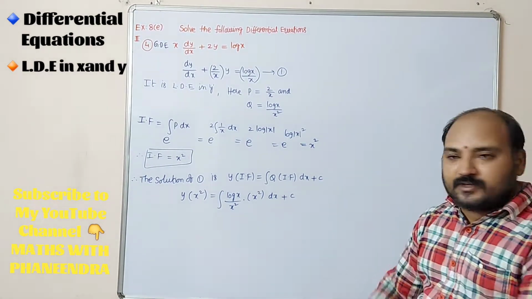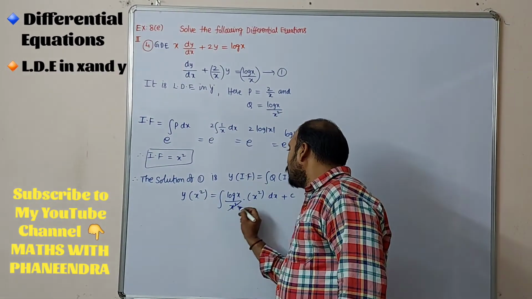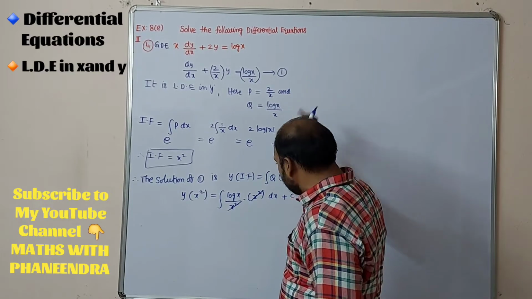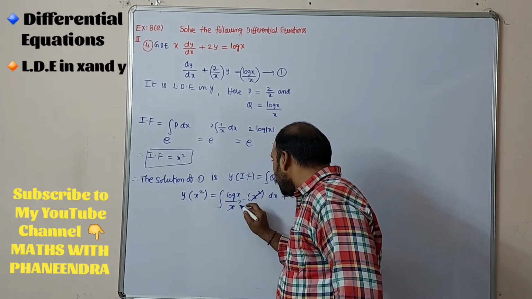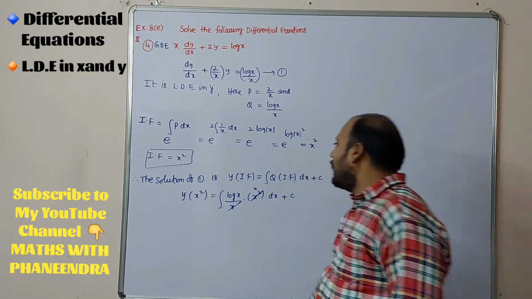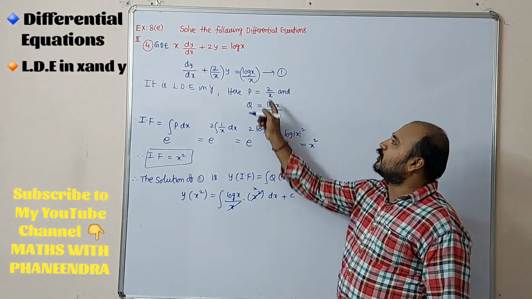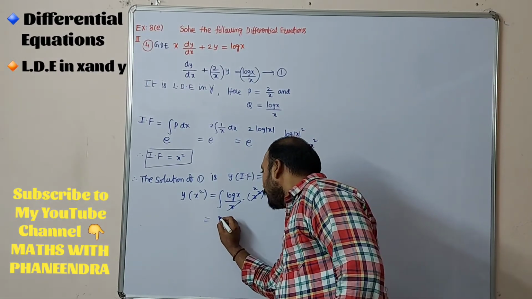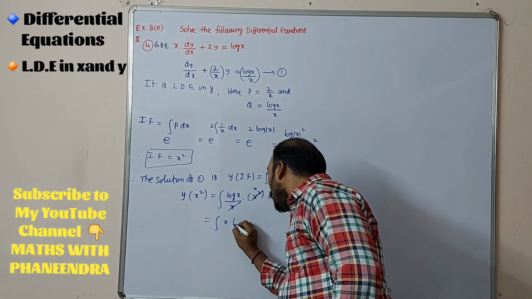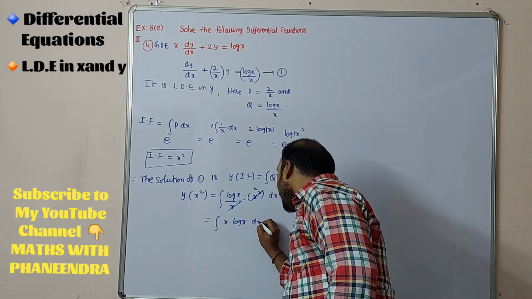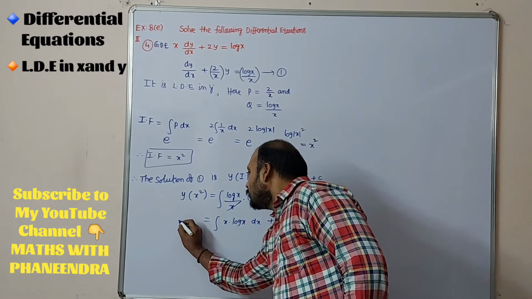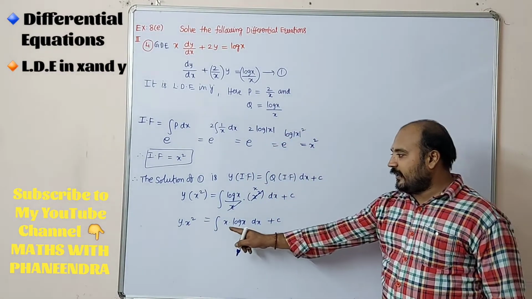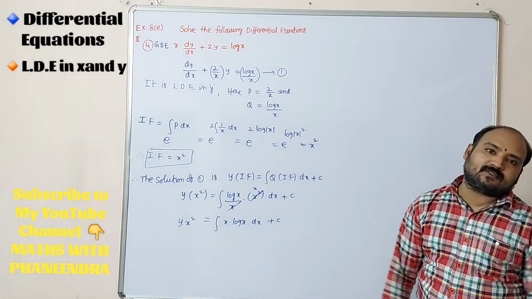Everyone understand till here? So x square gets cancelled. So here it is log x by x square, not log x by x only. Here also one of the x cancels, here one x will be there. Sorry, here x only, I forgot to write x square. So x is cancelled, one of the x is there. Integral x into log x into dx plus c. So y into x square is equal to integral x log x into dx.